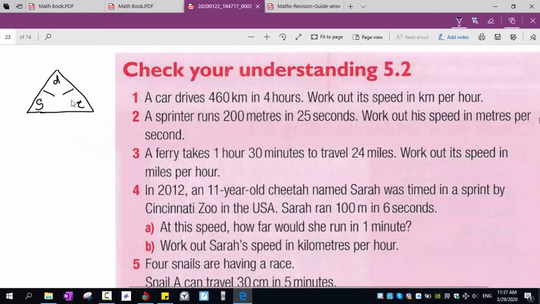Now, a car travels 460 kilometers in 4 hours. Work out its speed in kilometers per hour. When we have the distance and time, we can just divide the distance by time. That gives the speed. 460 divided by 4 is equal to 115 kilometers per hour.